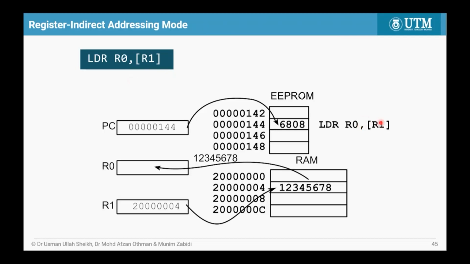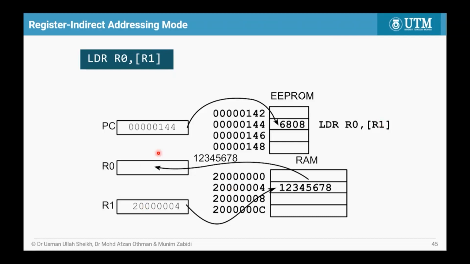So you go to R1. This is your R1, and this is the value inside R1. It's telling you to go to this address inside your RAM, and the CPU will go to this address inside your RAM, take the value and put it into R0. So this is how the indirect addressing mode works.